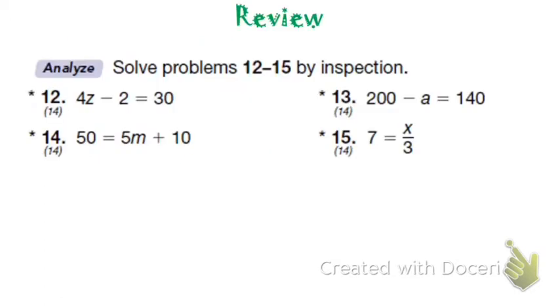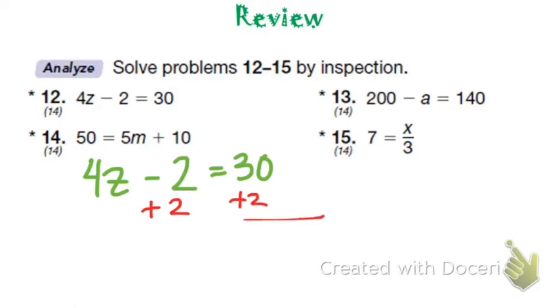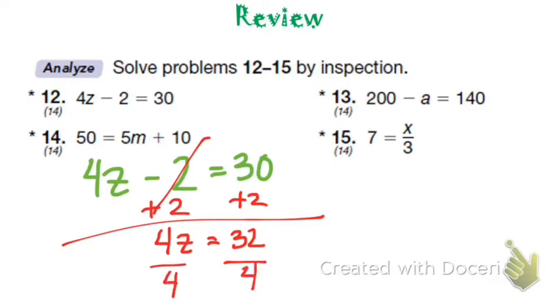Next thing is the review. Again, this is just extra information, that way you know how to solve these problems. The first one is number 12. It says 4z minus 2 equals 30. We have to use our inverse operations because we know that some number minus 2 equals 30. So to figure out what that number is, we're going to add 2 to both sides of our equation. Those cancel out, so we're left with 4z equals 32. Then we think about what number times 4 equals 32. The opposite of multiplying is dividing, so we divide each side by 4. So z should be equal to 8.